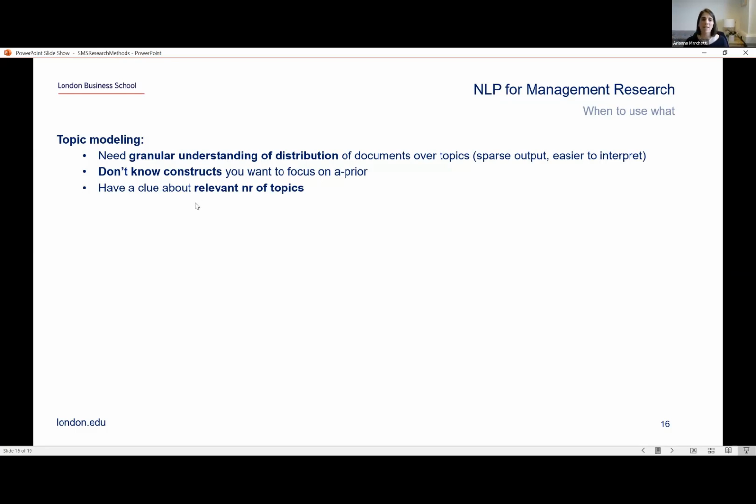But I also need to have a clue about roughly how many topics I am expecting to estimate from this corpus. We didn't have time to talk about this, but this is one of the parameters you have to choose for topic modeling, and it would have been another 20 minutes of conversation pretty much.